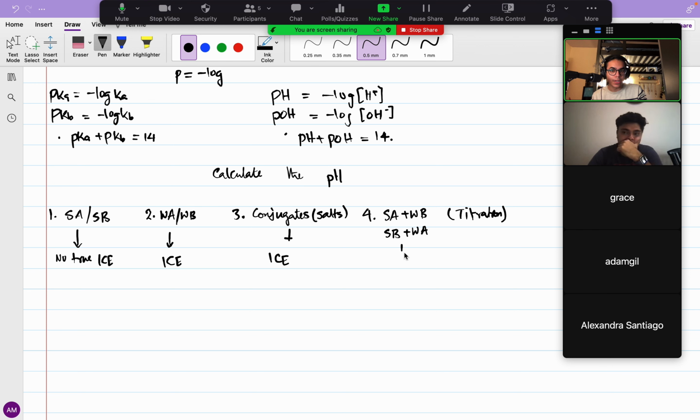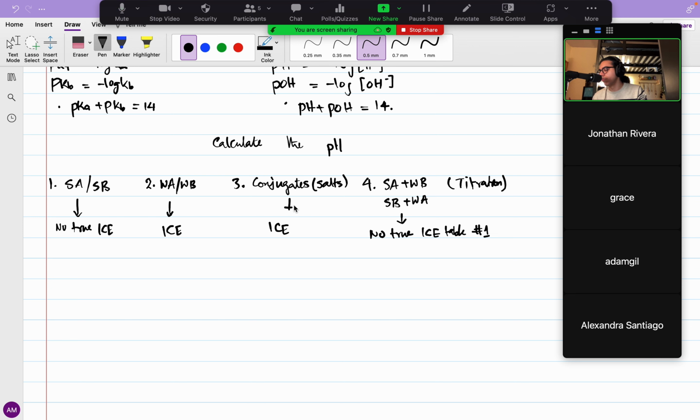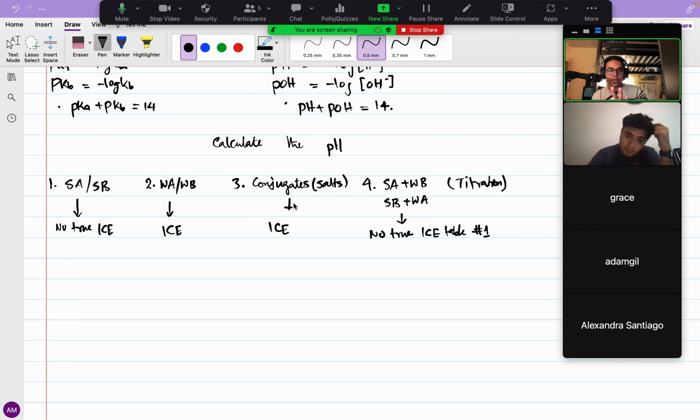And then lastly here, you'll usually have two ice tables. The first one is never a true ice table. And the second one might be a true ice table. But okay, what I mean by true ice table is an ice table where you have X values, where you have variables. If it's just for bookkeeping, like all of it is just numbers, that's not a true ice table. All right, so let's get started.